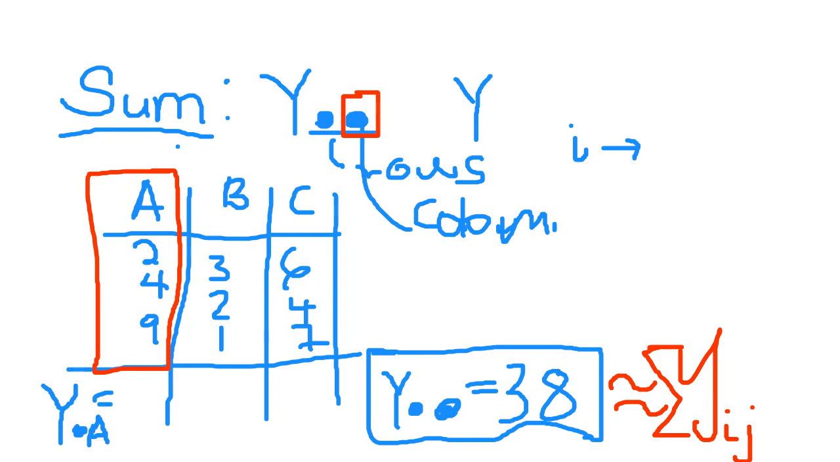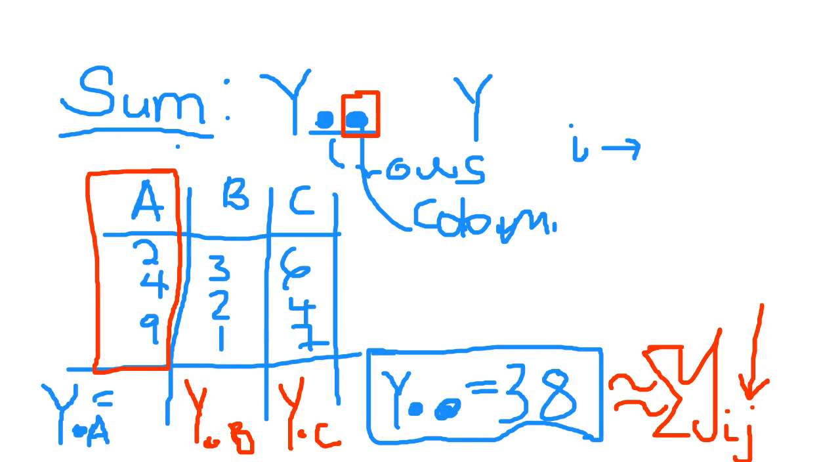So if you check, leadership, we're going down. So our focus is on the j. So that's why we're saying y dot a. The second one will be y dot b. The third one will be y dot c. We are guided by how the table is structured. So if you check the table, it is column wise. That's why we're writing this.